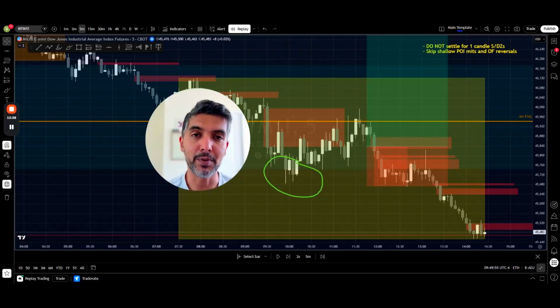And that's the shift I'm focusing on now. Not just executing setups, but filtering them better. Because avoiding bad trades is just as important as finding the good ones.